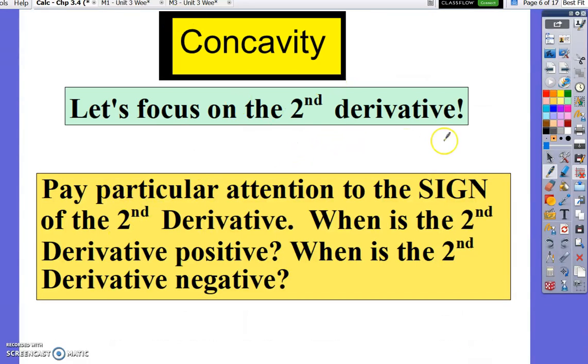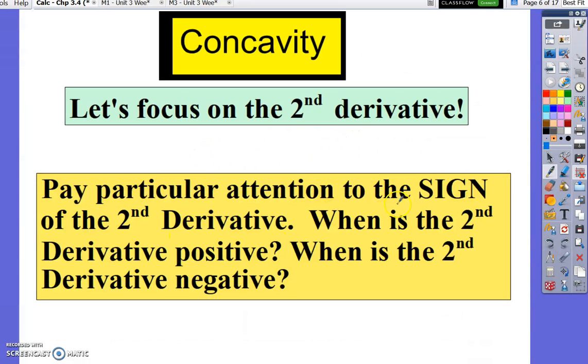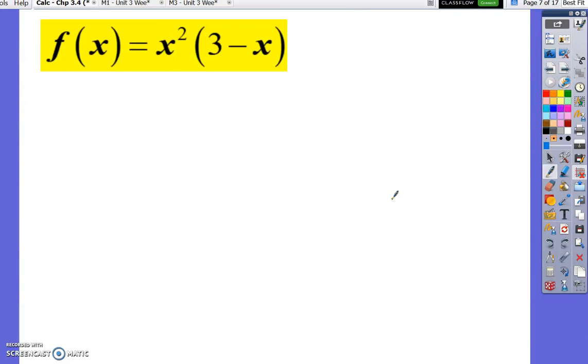So concavity is focusing on the second derivative instead of the first. If you've been recalling, we've been talking about max and mins, which is the first derivative. Concavity is the second derivative. So we're going to pay attention to the sign of the second derivative. When is it positive and when is it negative? So first we've got to find it.